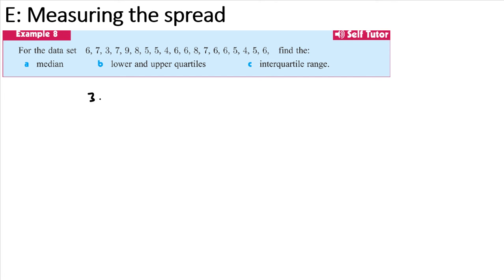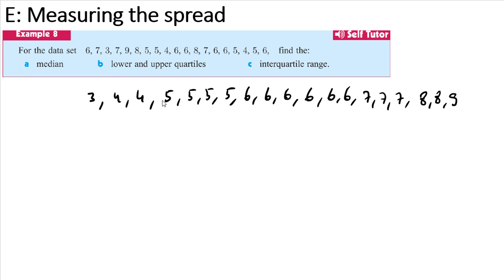So we have a 3, then we have 2 times 4, and then we have 1, 2, 3, 4 times 5. We continue on like this till we get this. So here we have the ordered data set, and we have in total 19 values.